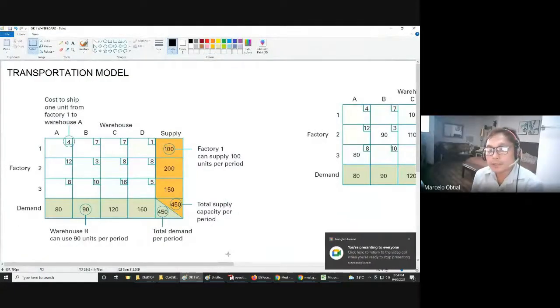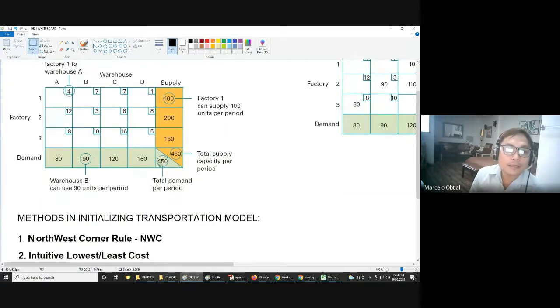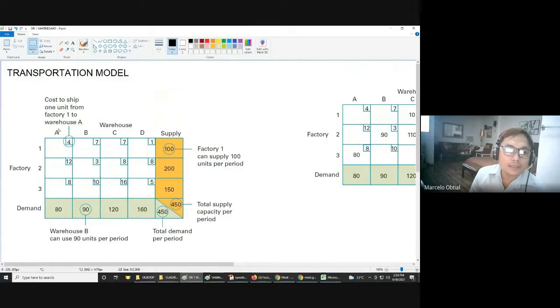Okay, so good afternoon. Our topic for today is all about the transportation model. What do you mean by this table? Let us analyze. But first, let us familiarize ourselves with the parts of the table. The small square is equal to the cost of transportation in moving 1 unit of your product. Again, this small square here is called the cell cost. It means the cost of moving per unit of your product or service.